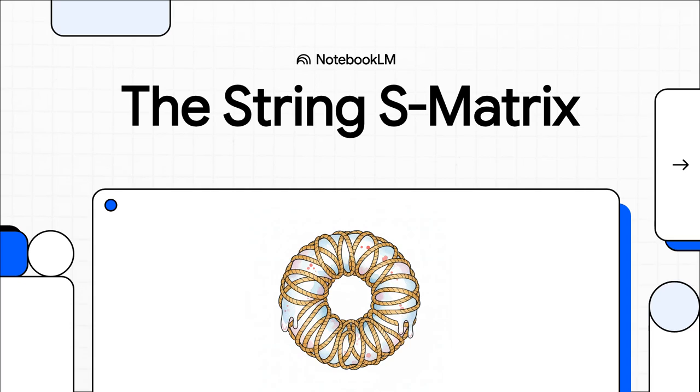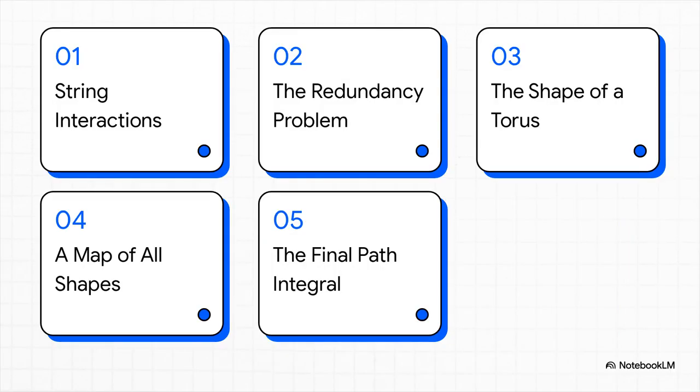All right, today we are diving headfirst into one of the biggest, most fundamental ideas in all of physics. How do strings, these tiny vibrating strands of energy that might make up everything, actually talk to each other? The key to unlocking this whole thing is a seriously beautiful and notoriously complex piece of math called the string S-matrix.